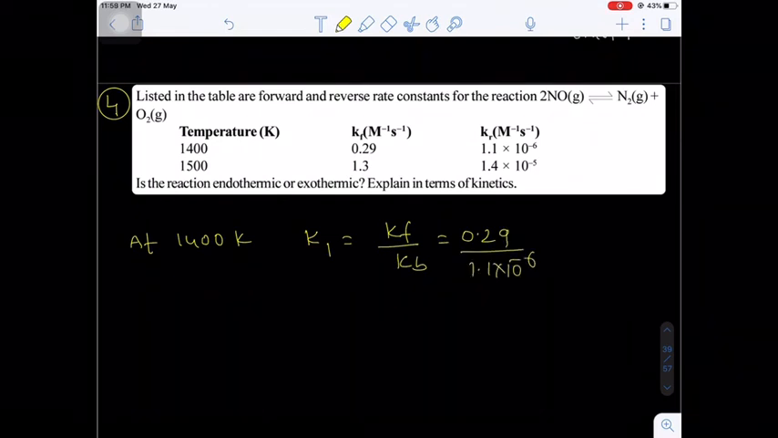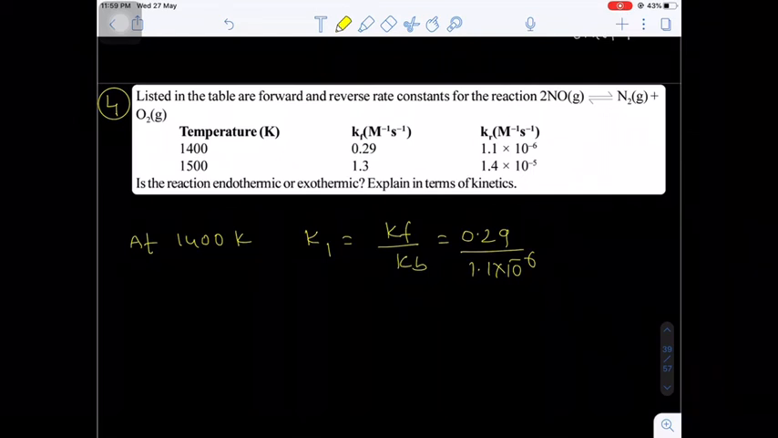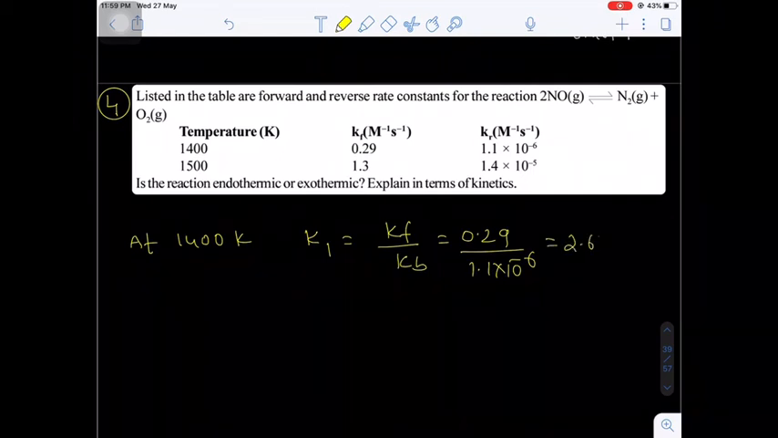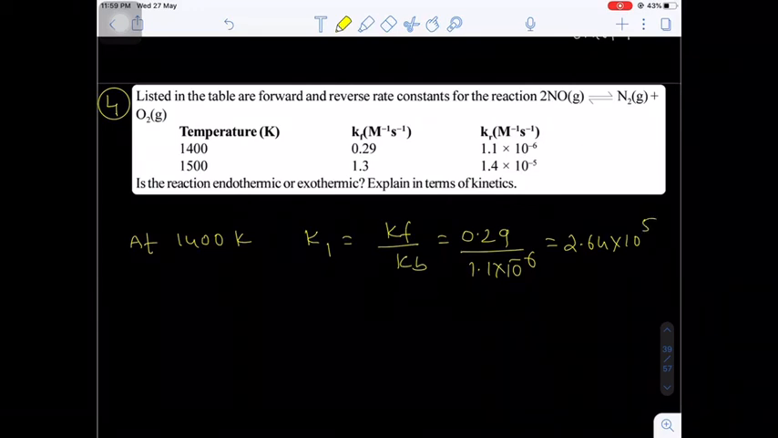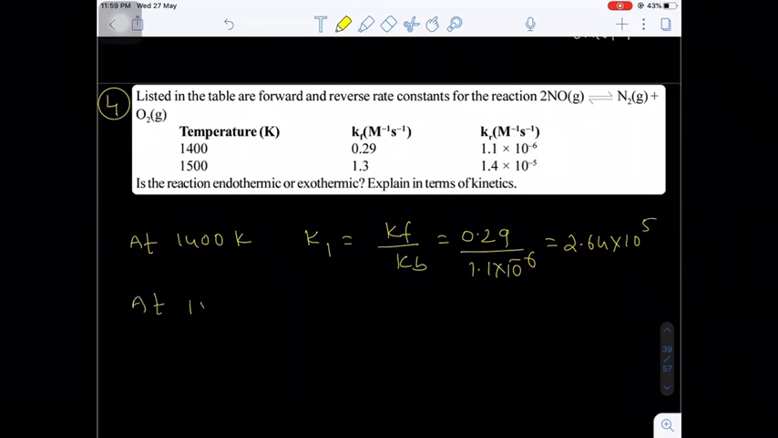What is the Kf given? 0.29. What is the Kb given? 1.1 into 10 raised to minus 6. Okay. If you solve this value, you will get 2.64 into 10 raised to 5. This is at 1400 Kelvin.